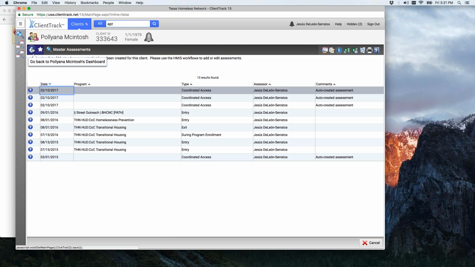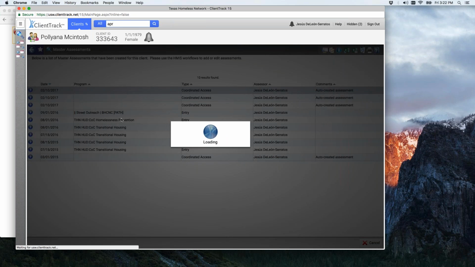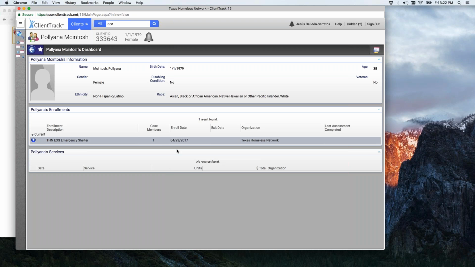So remember the date? April. Again, I told you, if the client has been in other programs, you will see more than one entry assessment. So don't be worried about that. You're worried about just the one from your program. And in this case, let's go back because I asked you, check the dates. What were the dates?